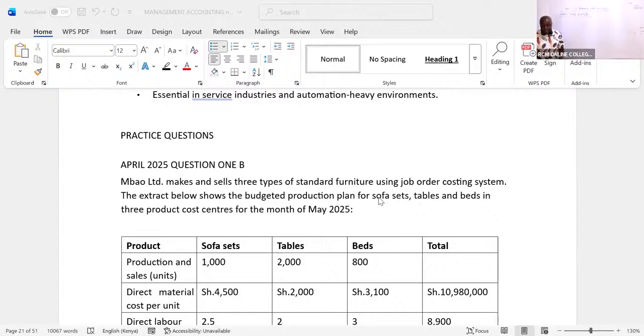So I can see production and the sales. Sofa sets, we produced 1,000. Tables, we produced 2,000. And the beds, we produced how many? 800, yes. And then I can see the direct material cost per unit. I can see the direct labor cost per unit. I can see great things, ladies and gentlemen. I love management accounting because it is the easiest subject.